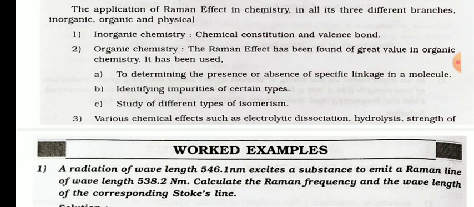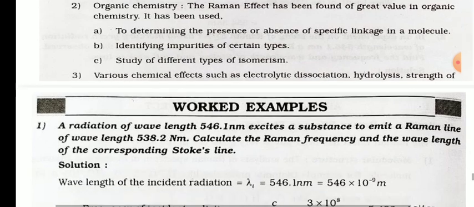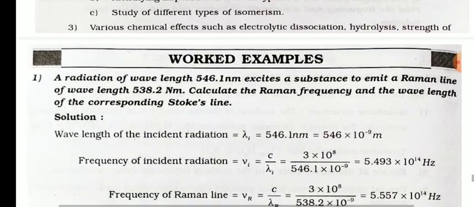In organic chemistry, the Raman effect has been found to be of great value. It has been used to determine the presence or absence of a specific linkage in a molecule, identify impurities of certain types, and study different types of isomerism, various chemical effects such as electrolytic dissociation, hydrolysis, and strength of bonding. All these can be determined with the help of Raman spectra. So today we shall go through certain problems on this Raman effect.